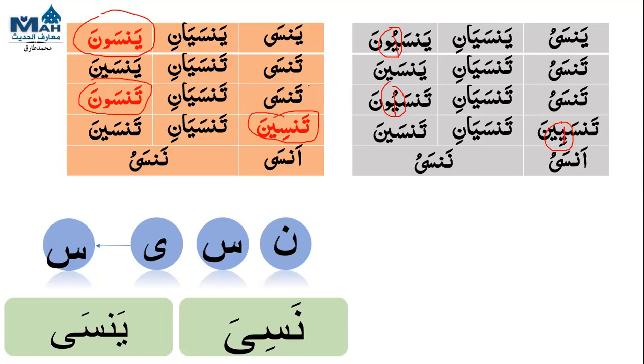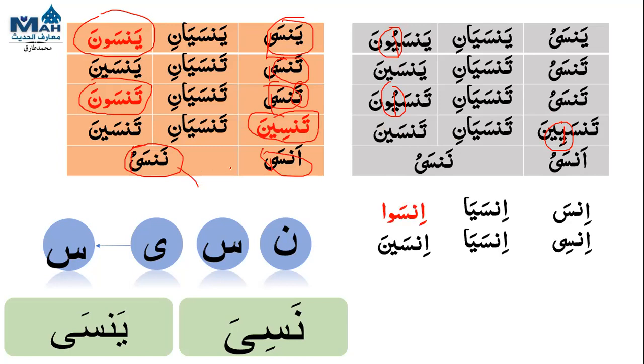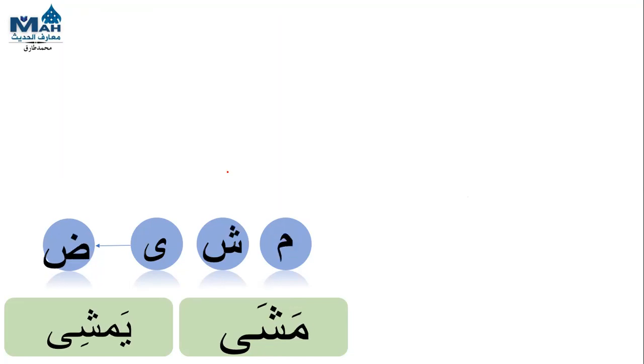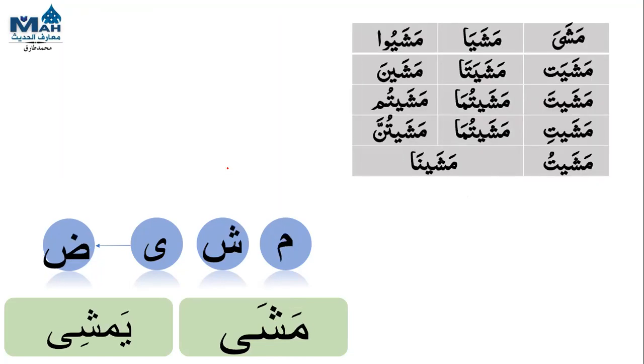And for amr, drop the mudare's prefix and make it majzoom. In majzoom, as we learned already, making majzoom for this naqis means dropping the harfu illat from these five, not from all, only from these five: three, four, and five. Okay, insa, insaya, insau, insi, insaya, insaina. And same as meem, sheen, ya.